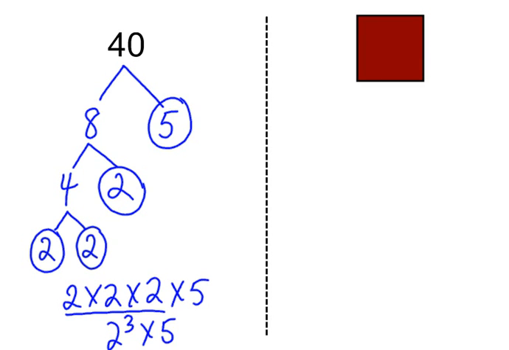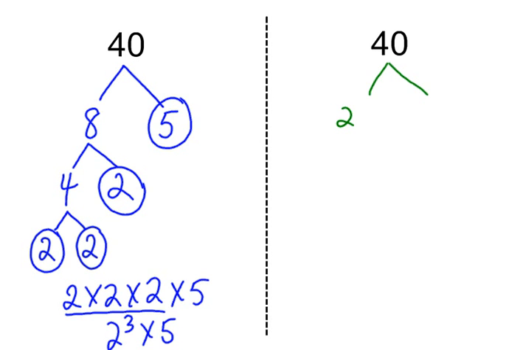Now I'm going to do the exact same question here. I'm just going to start it differently. So let's say that a student didn't start with 8 and 5. They started with 2 times 20. I just want to show you, you'll get the same result. So I'm going to start with 2 times 20.